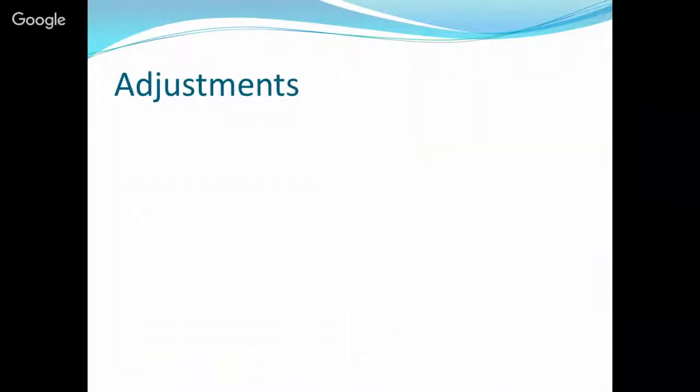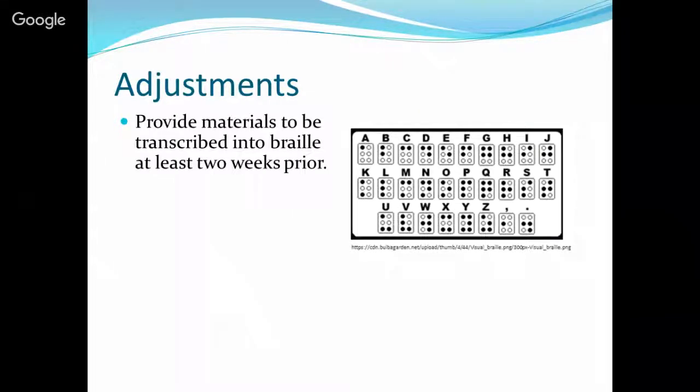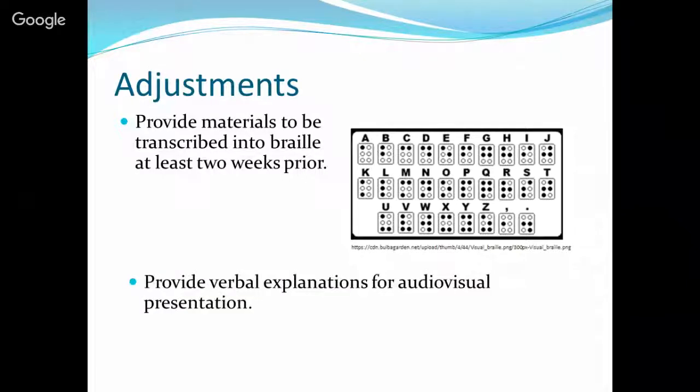Okay. So knowing that and how to recognize if students are having visual impairments in our classroom, what kind of adjustments can we make to help them to better learn in their class? If you have a student that is completely blind, you need to provide material to be transcribed into Braille for them. And it's best to do this at least 2 weeks prior. That is the minimum amount, so that they can be included in the learning process as well.